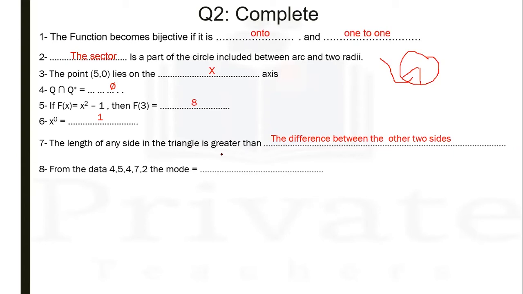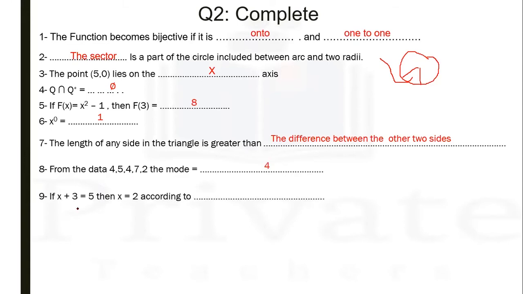Number 8, from the data 4, 5, 7, 2, the mode. And we know that the mode, we mentioned it in the first question, the mode is the value or the observation that occurs the most. Here we have 4 repeated twice, that means the mode is 4.